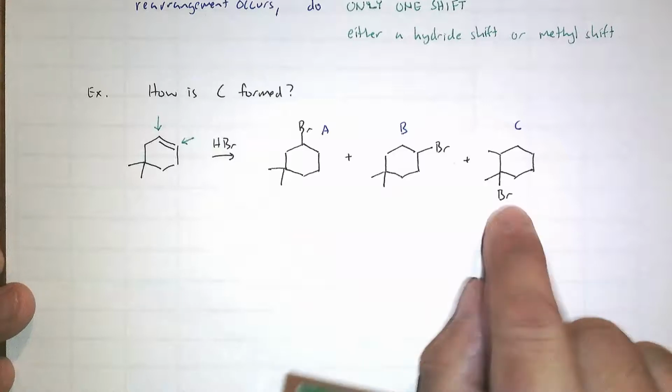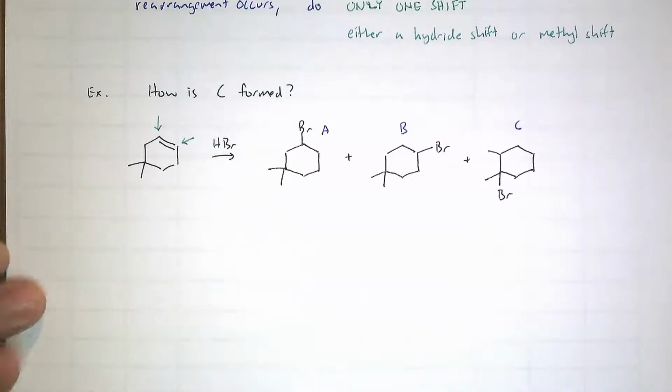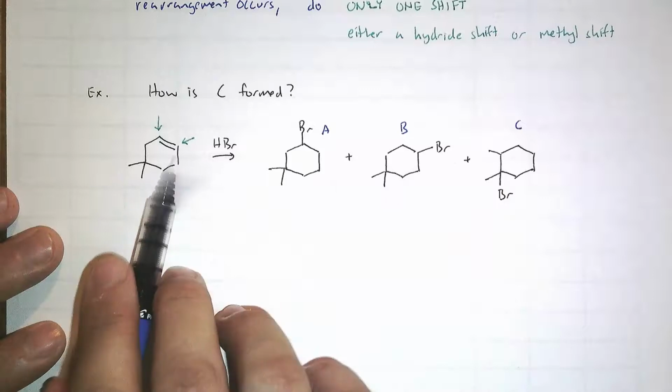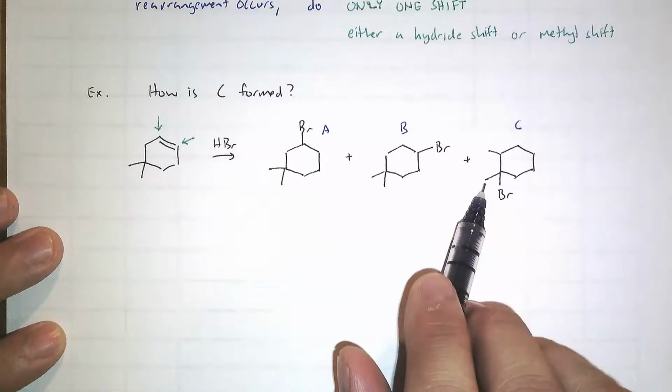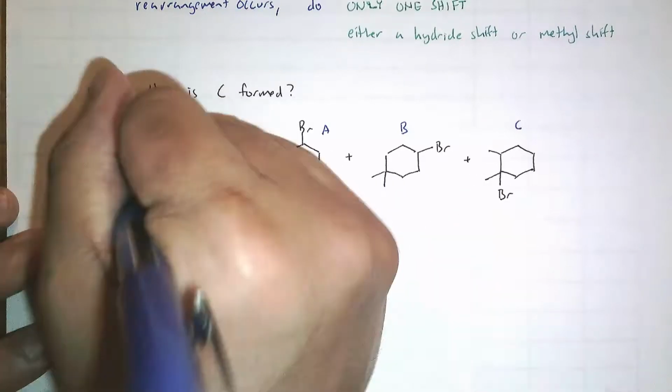But you notice where the bromine added? Not only did the bromine not add to one of the double bond carbons, but look, it lost a methyl group. We had two methyl groups here.